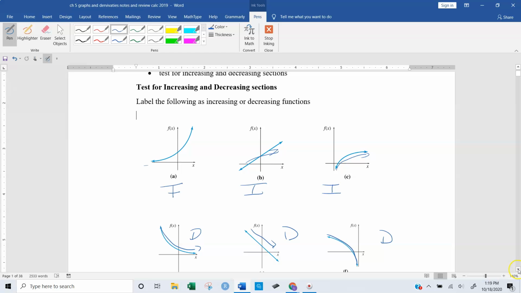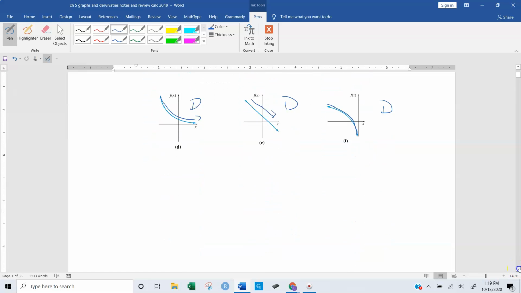So just remember, you always read right to left. You do not look at if the arrow is pointing up or down. You look at which direction you're reading the graph from as you're looking at the x-axis.